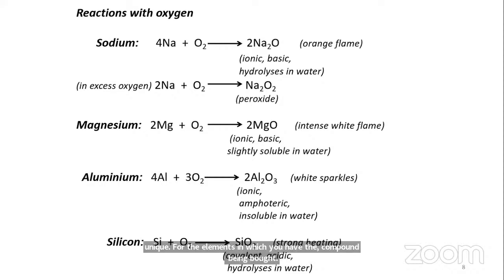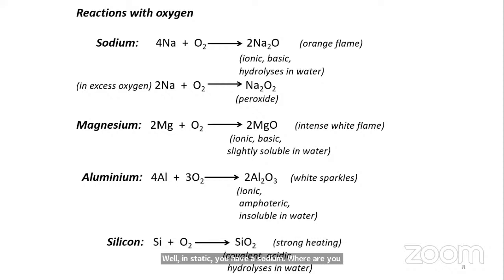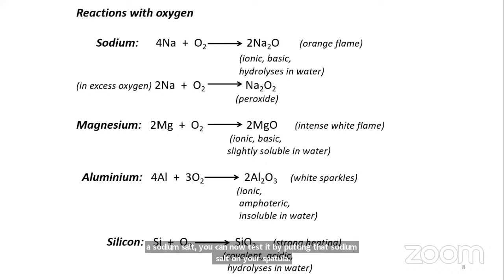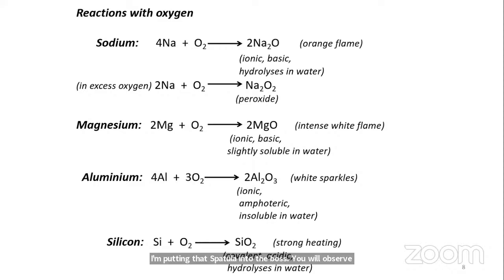For instance, when you are given a sodium salt, you can test it by putting that sodium salt on your spatula and putting that spatula into the Bunsen burner flame. You will observe an orange or deep yellow coloration of the flame. That is the flame test. The orange or deep yellow flame is characteristic of sodium. Only sodium salts will give us the orange flame.